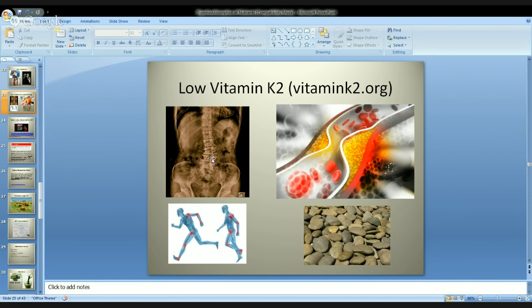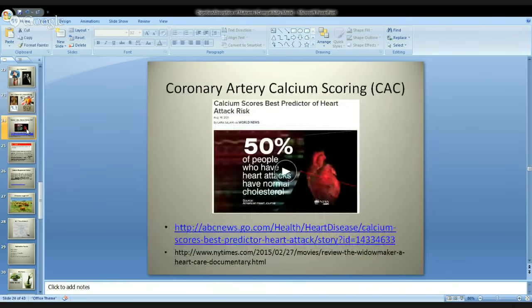So you have kidney stones, gallstones, plaquing in the arteries, stiffness in the joints, arthritis, bursitis, tendonitis. All that is a lack of vitamin K2. If you don't have vitamin K2, your body basically turns into a stone. Let me get more into that.